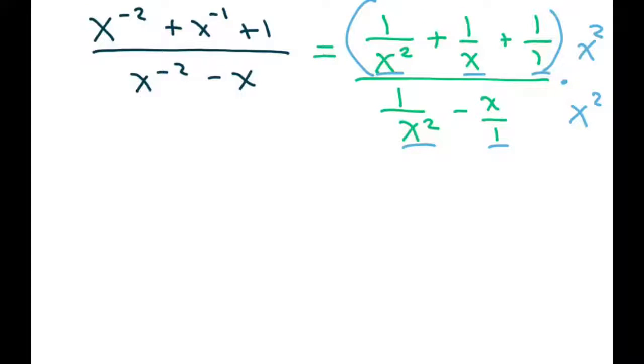Remember, our goal is to eliminate the complex fraction. We're still going to have a fraction, it's just not going to be complex. So when you multiply these two together and you distribute, x squared divided by x squared is just 1. And when you multiply these two together, you're going to get x squared over x, which is just x. And when you multiply these two together, you're going to get plus x squared.